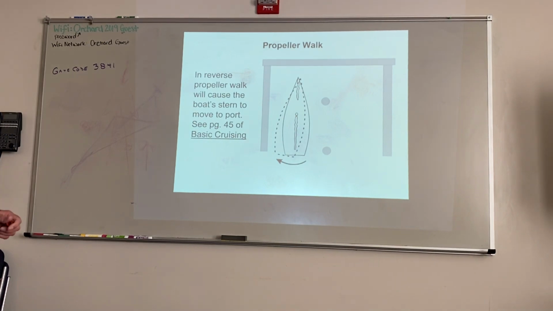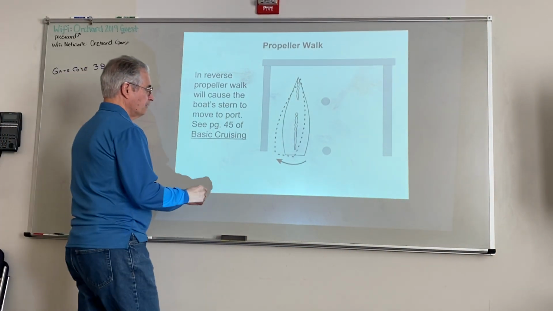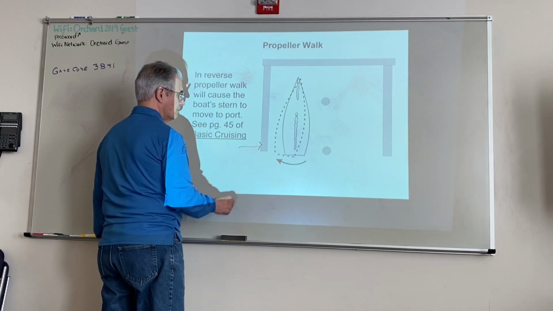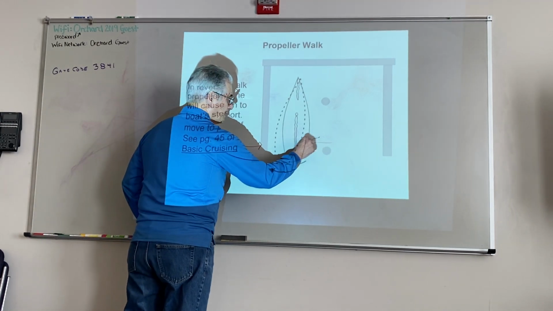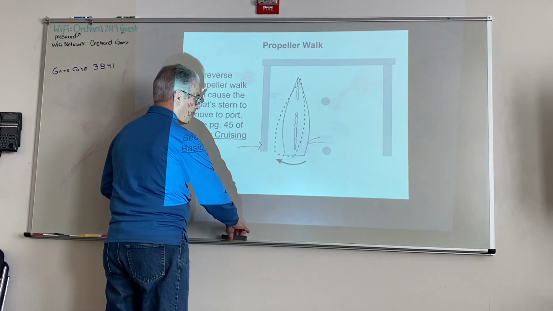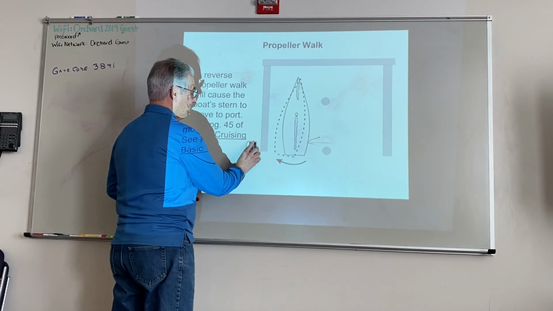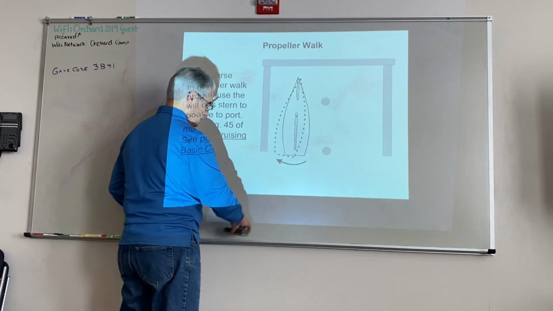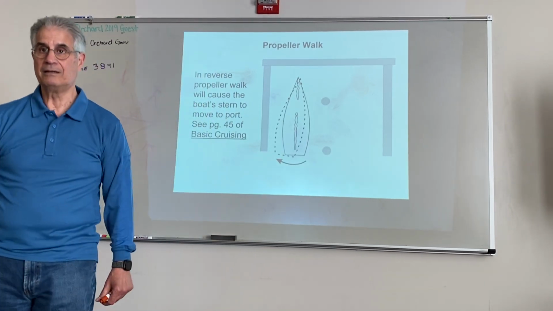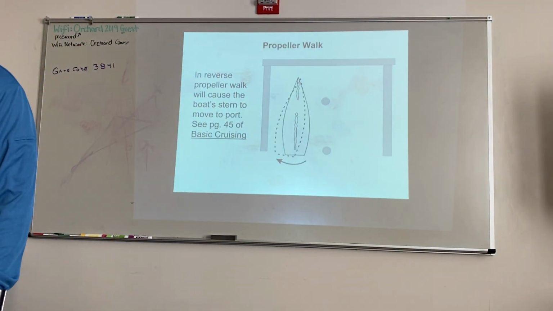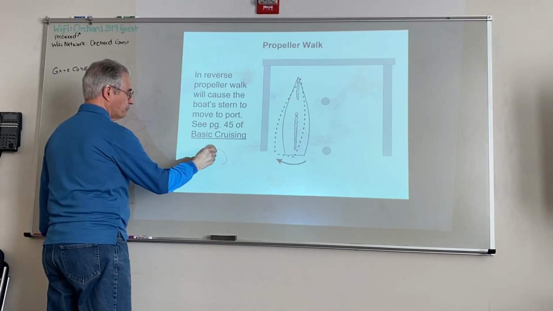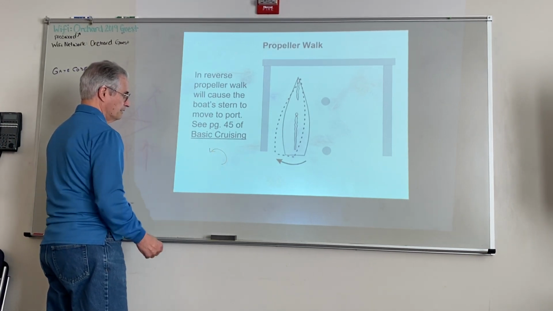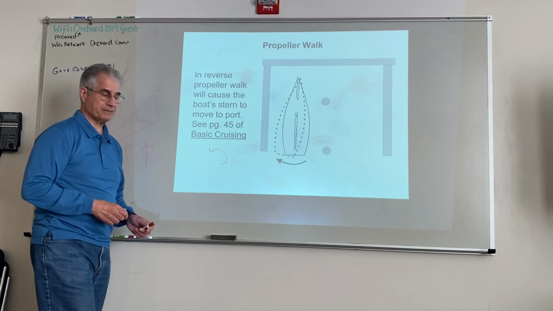If the wind's coming this way, you're going to compensate less than if the wind's coming from this side. So you also have to look, not just at the prop walk, but at what kind of wind you have. But on all of our boats, it's on the left. It's on the port side. In reverse, our prop turns counterclockwise, all right?